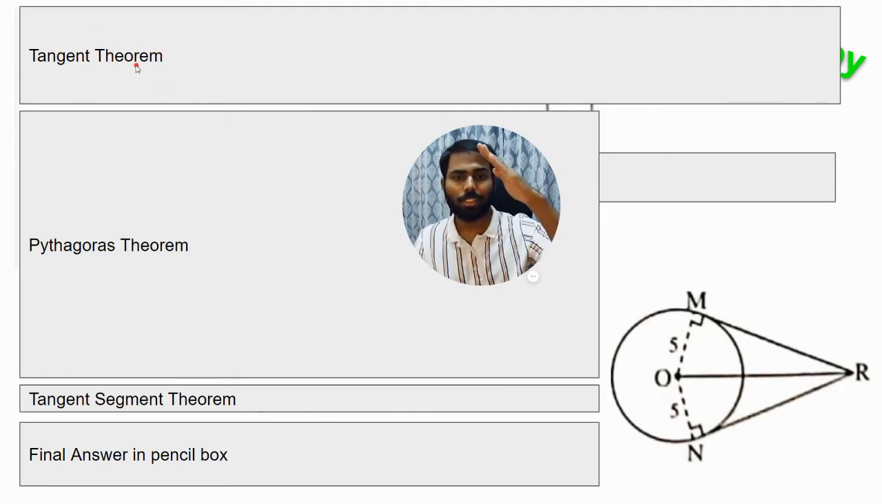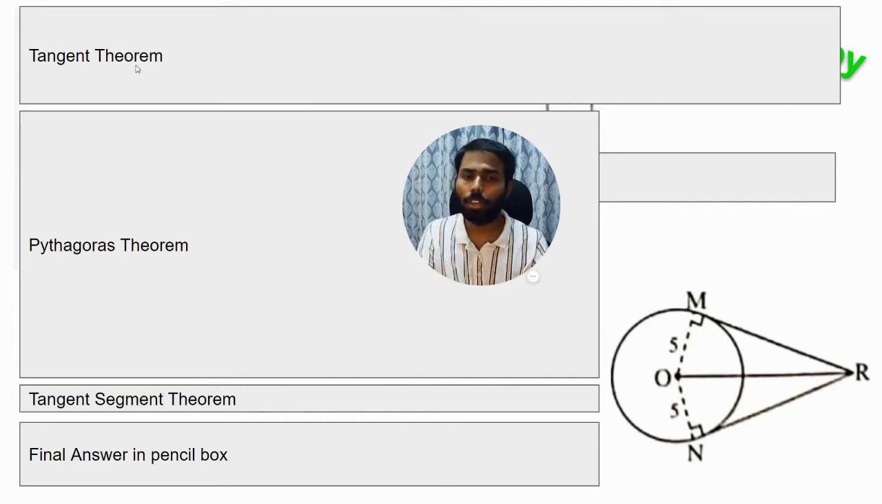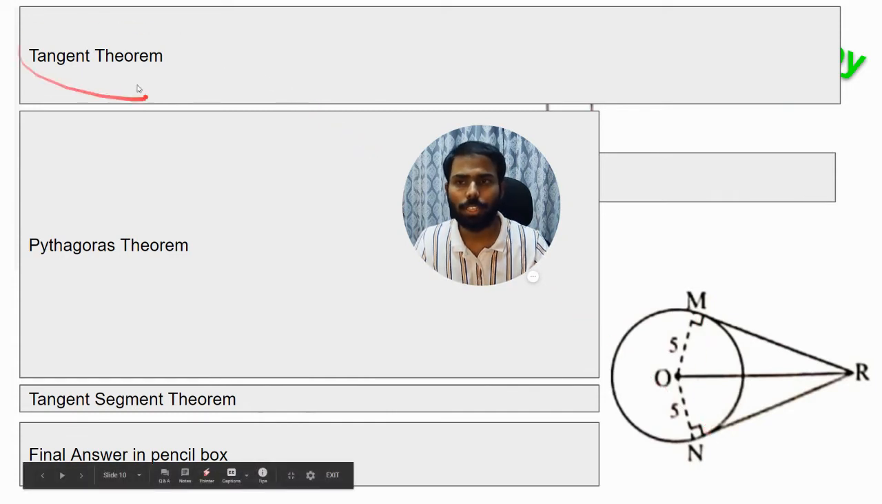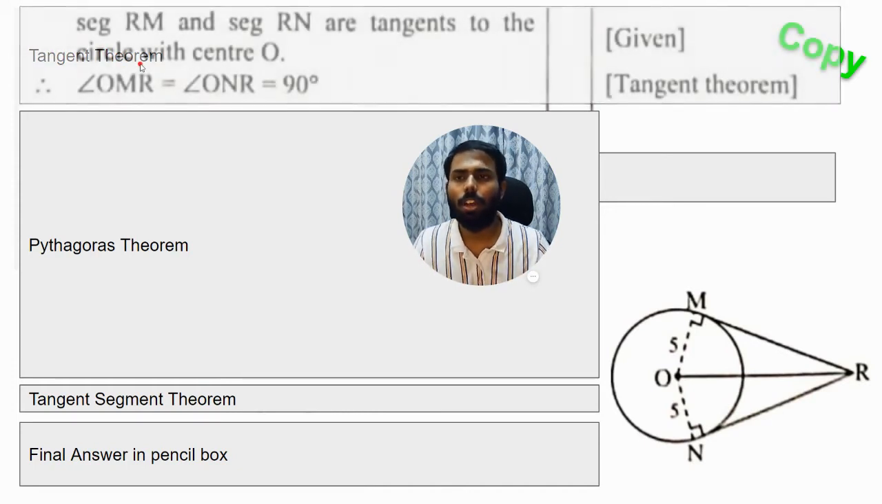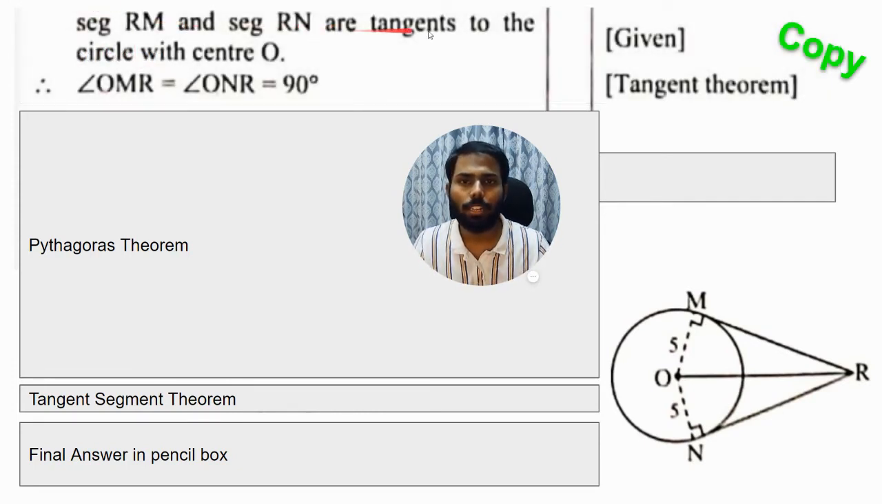जब भी एक tangent एक सर्कल को टच कर रहा है, जिस पॉइंट पे टच कर रहा है उसी पॉइंट पे अगर एक रेडियस बना दिया तो रेडियस और वो जो tangent है वो दोनों एक दूसरे को perpendicular होने वाले, right? So hence I can put the right angle sign over here as well as here using tangent theorem. So my first step is going to be use the tangent theorem. Okay, so let me use the tangent theorem. I'm going to say seg RM and seg RN are tangents to the circle with center O. This was given in the question and hence OMR.